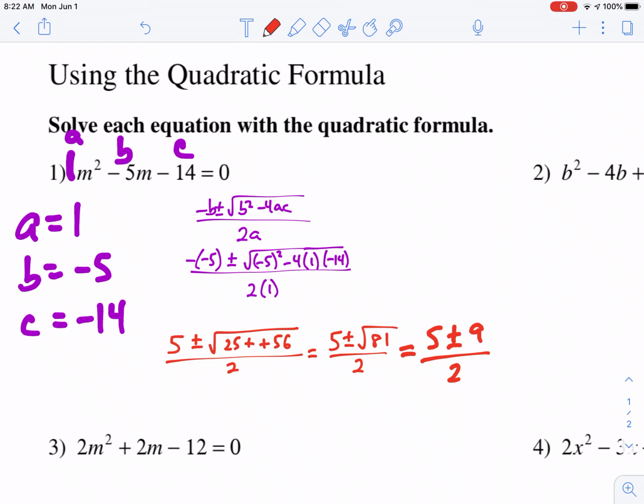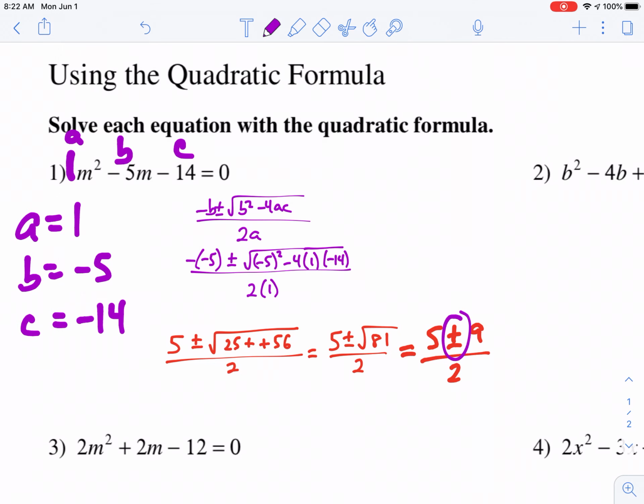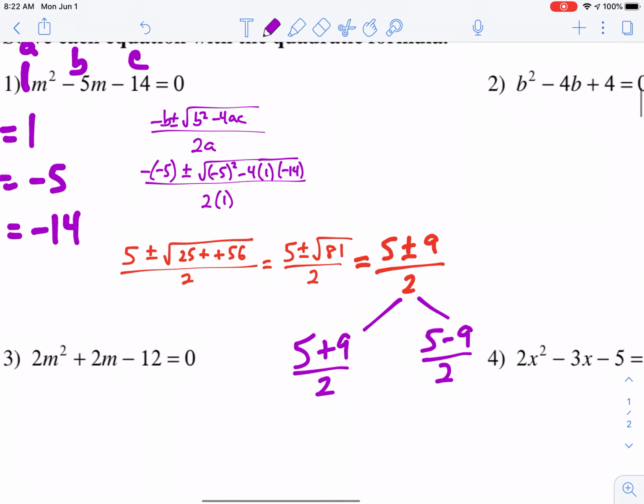And here's where we get to the very end. The plus minus symbol in the middle here, this thing, represents two separate solutions. I'll do them below. It represents 5 plus 9 over 2 and 5 minus 9 over 2. You have to separate it out into two different solutions.